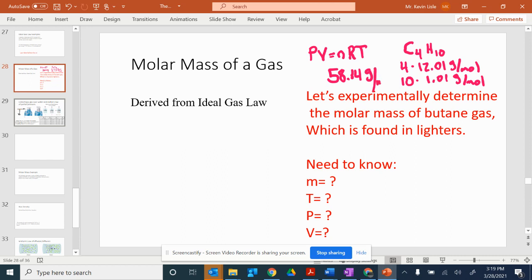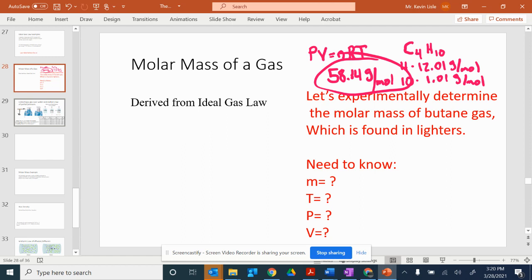But I want you to imagine a specific scenario where we only had access to an experimental setup, but we did not have access to a periodic table. And let's say we wanted to find the molar mass of C4H10, but we couldn't do it using the periodic table. We had to use some experimental method instead. Well, I'm going to show you today what you would need to know in order to calculate that molar mass, and essentially a method for doing that.